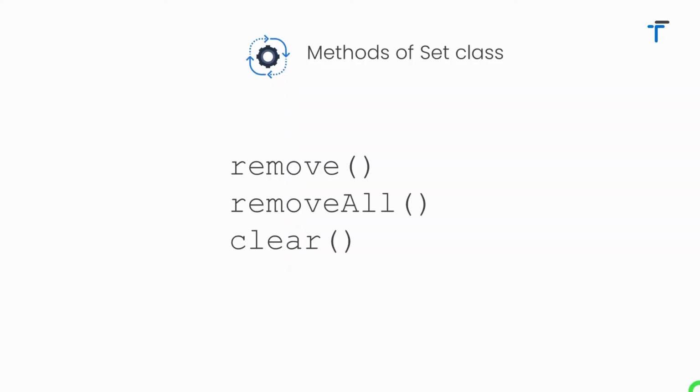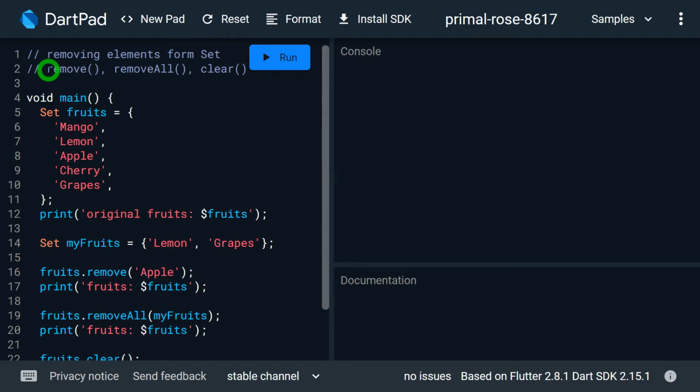Let's look at the methods remove, removeAll and clear in order to remove the elements from the set. Remove method is used to remove a specific element from the set, whereas removeAll is used to remove all the elements from the set which are present in another set. And clear method will remove all the elements from your set.